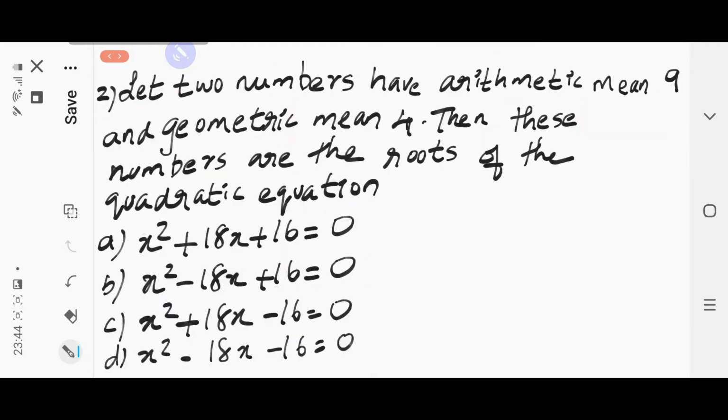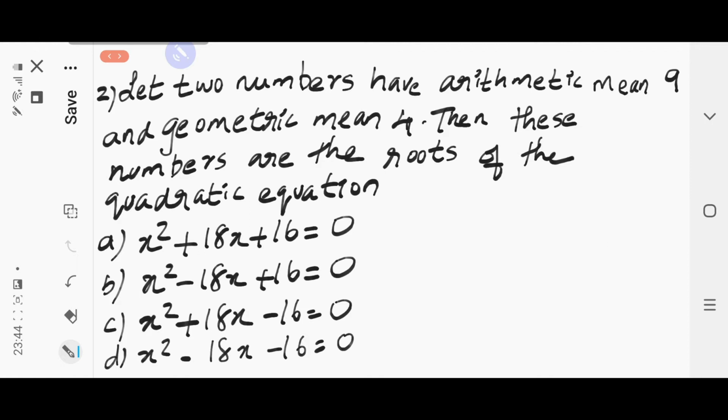Going to question number 2. The question given here is: let two numbers have arithmetic mean 9 and geometric mean 4, then these numbers are the roots of the quadratic equation. Options A, B, C and D are given, right? And in which option do these numbers become the roots?